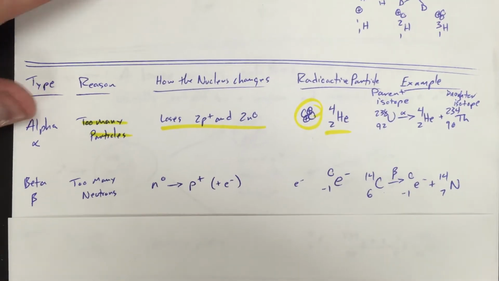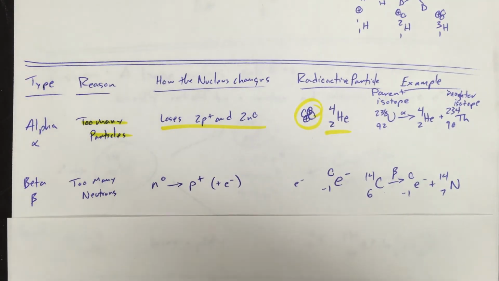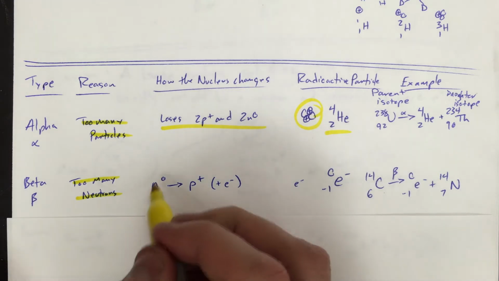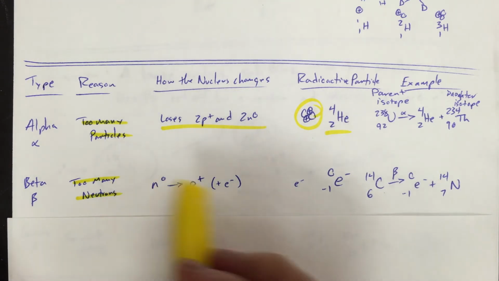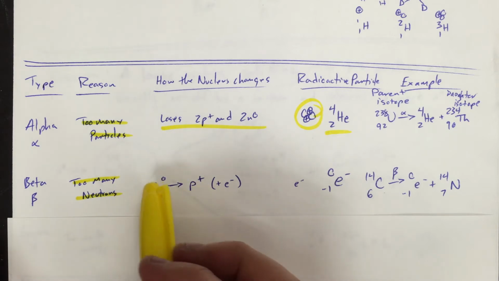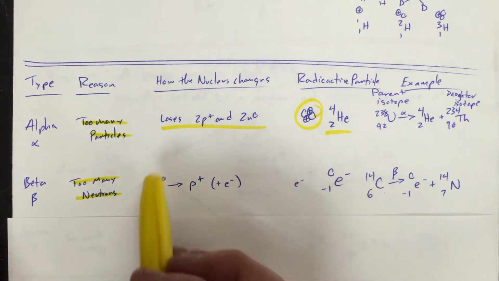The second type of radiation is called beta decay. That occurs not because there are too many particles, but because there are too many neutrons in the nucleus. There's an imbalance between neutrons and protons. So how the nucleus changes is a neutron turns into a proton. Essentially, we lose one neutron and gain one proton. It's not like the neutron leaves and the proton arrives, it's just a neutron turns into a proton.